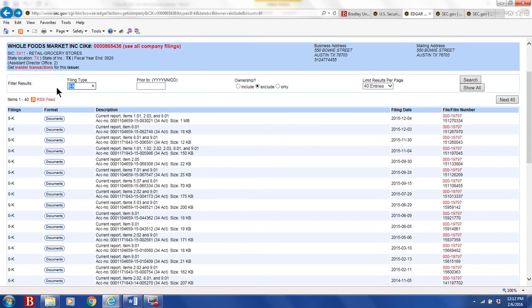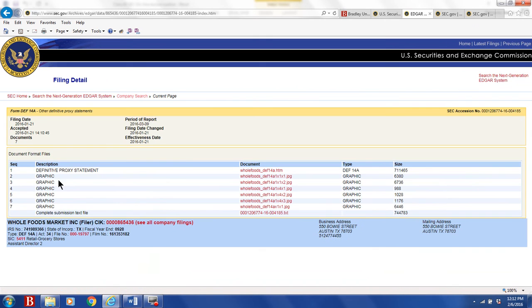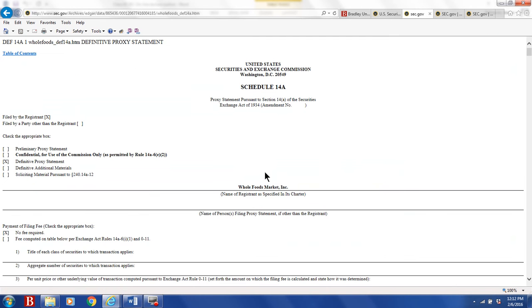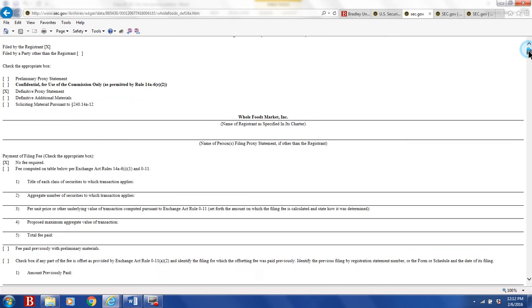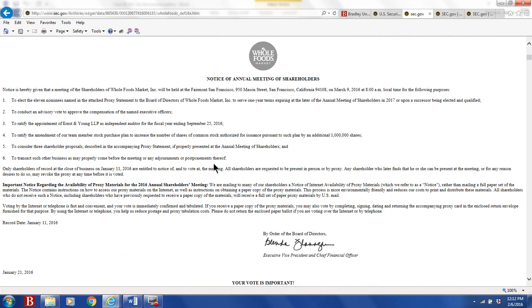So if I were to search for the DEF 14A, we can see here that on January 21, 2016, a proxy statement was recently filed. And so when I go to look at it, I'll depart from my outline here for a minute.